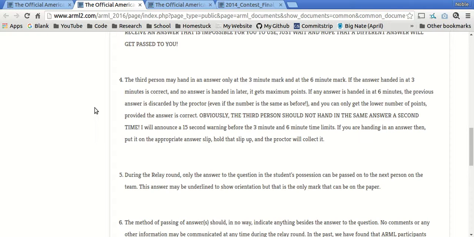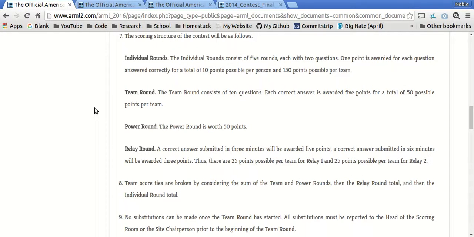So yeah, the goal is to somehow solve 3 problems in 3 minutes with 3 people. But if you can't do that, then you have to do it in 6 minutes, which is 2 fewer points. Because there's 5 groups of 3, each group gets 5, so that's 25 points for one relay, but there are actually 2 relay rounds. So, that's 25 plus 25, that's another 50 points.